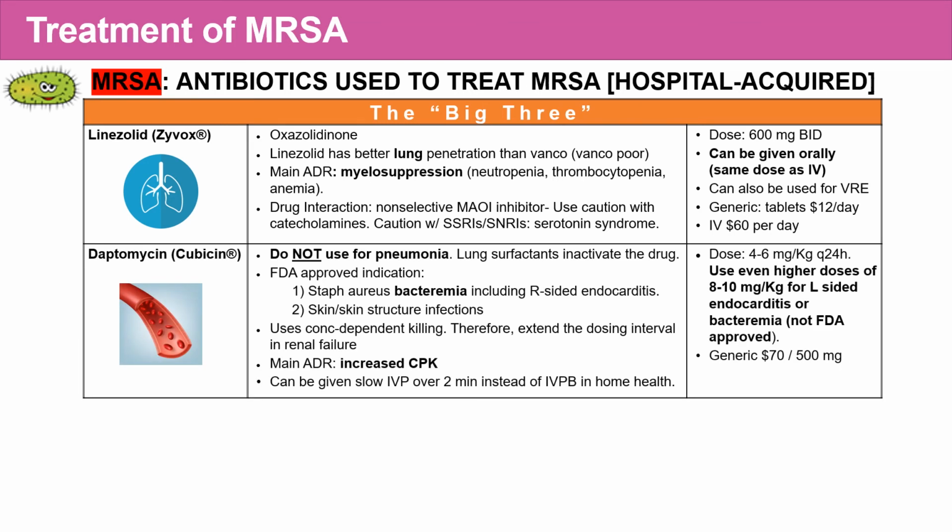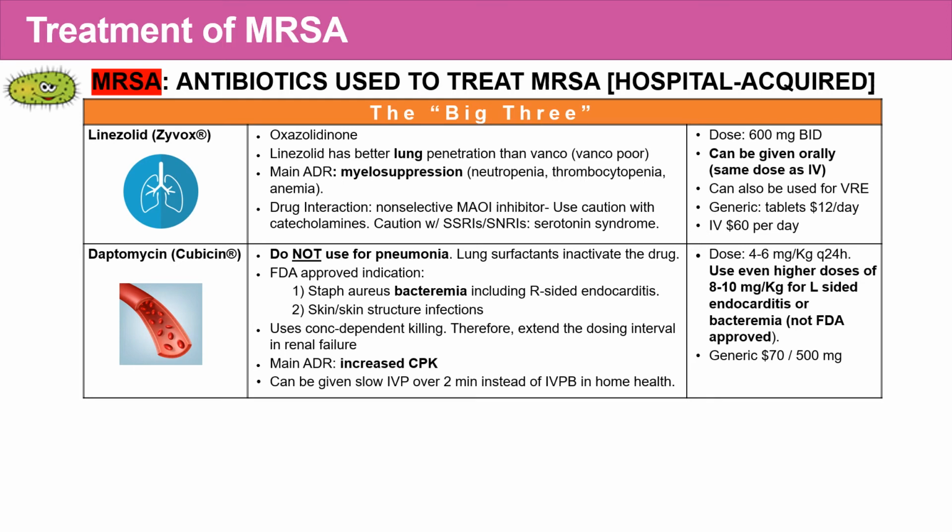The second antibiotic that's used for MRSA is daptomycin, or Cubicin. And this is an excellent antibiotic to use for bacteremia due to MRSA, so blood infections. Now, it's not recommended for use in pneumonia because lung surfactants inactivate the drug, but it is approved for Staph aureus bacteremia and also right-sided endocarditis, and also it's good for skin and skin structure infections.